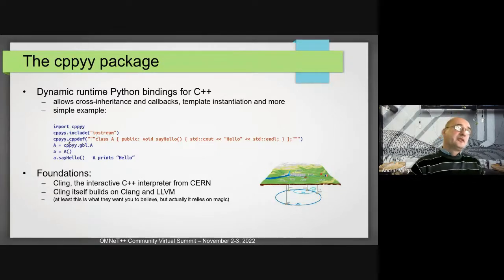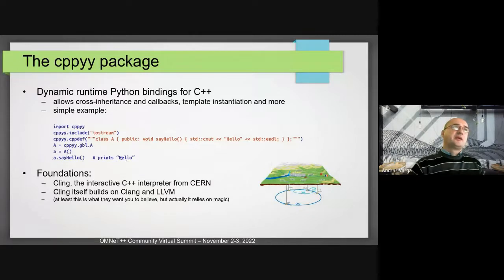Alternatively, you can directly give it some C++ code and it will compile that C++ code and parse the definitions in it and make them available in Python. So in this example, we create a class called A and I give it a method which just prints out some string. And this class A will appear in the names under this Python package, cppyy.gbl.A. So in this line, I just make an abbreviation, so I can simply refer to it as A. I create an instance of this class, and I can call methods on it.